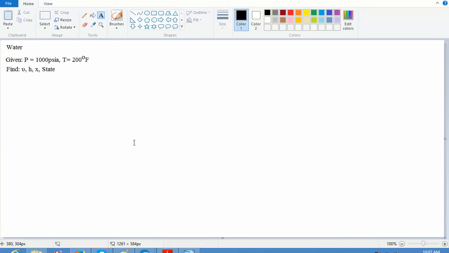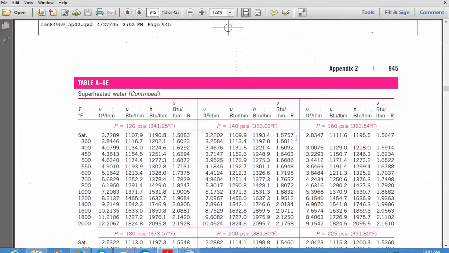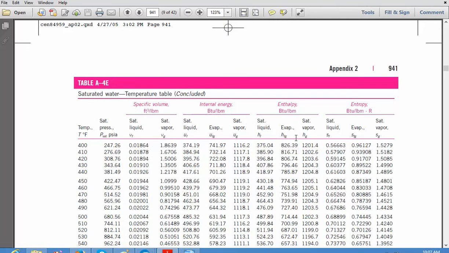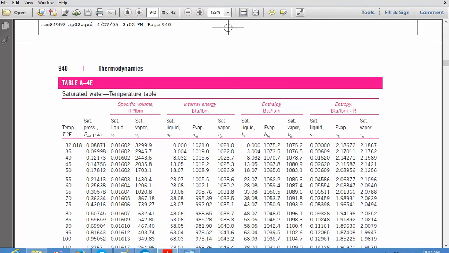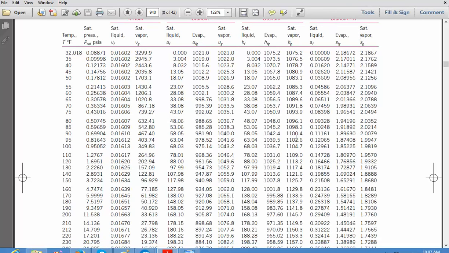First rule, always do this. This is what I always do. I always assume saturated liquid as the state, just so that I have something to go off of. I need a reference. So let's go to the saturated water table. I'm already in the saturated temperature table, and I have a temperature as well. So let's go to 200 and look at the pressure there, see if it matches.